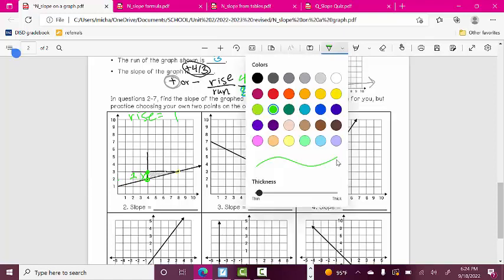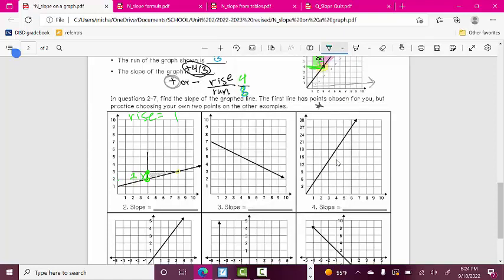Now I'm going to look at the run. The run goes from this point to this point. That's the sideways line. And it goes over 1, 2, 3, 4 lines. And that goes from 4 to 8. So that really is a difference of 4. So the run is 4.